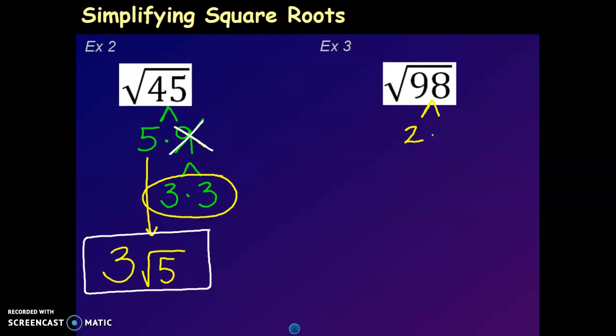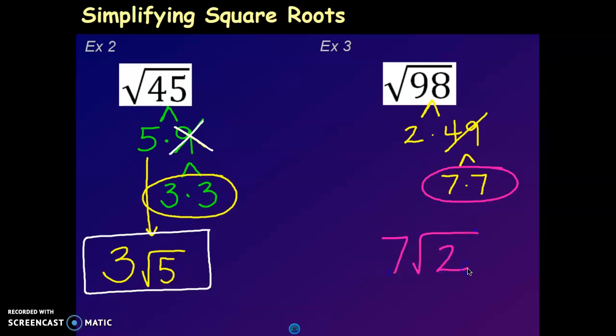So dividing that by 2 gave you half of 98, which was 49. The nice thing about 49 is we know that's a perfect square. So 49 breaks down into the pair 7 times 7. So with our little rhyme, the pairs, the part that's perfect, the pairs go out, and then the spare, in this case 2, stays inside of the square root.